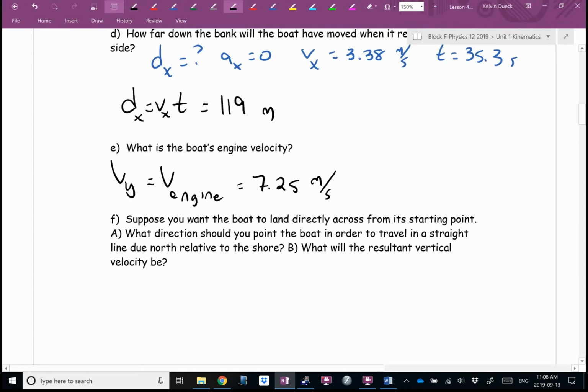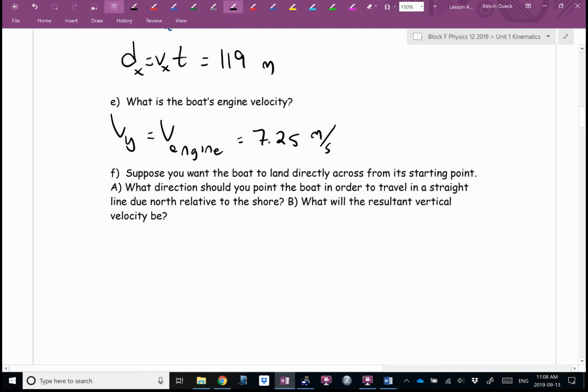But now let's add one extra step. Suppose you want to end up directly across from the starting point. You don't want to have to walk back 119.3 meters. What direction should you point the boat? And what will the resultant vertical velocity be?